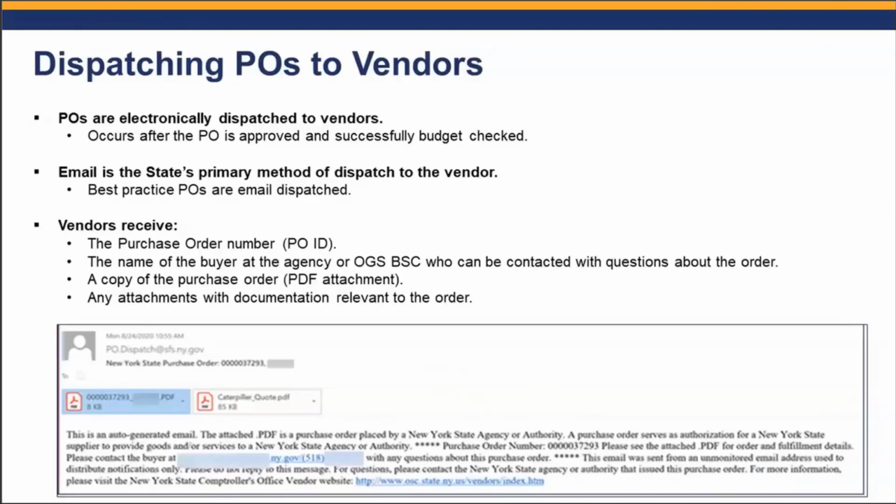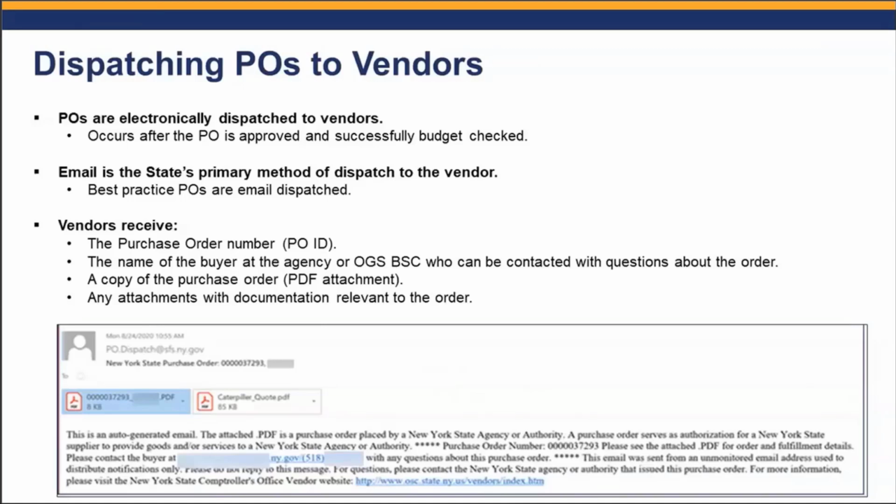So after the purchase order has been set up, reviewed, approved, and successfully budget checked, the purchase order is dispatched to the vendor. Dispatched is another way of saying that we've sent out the purchase order to the vendor. Email is the state's primary method of PO dispatch to vendors.